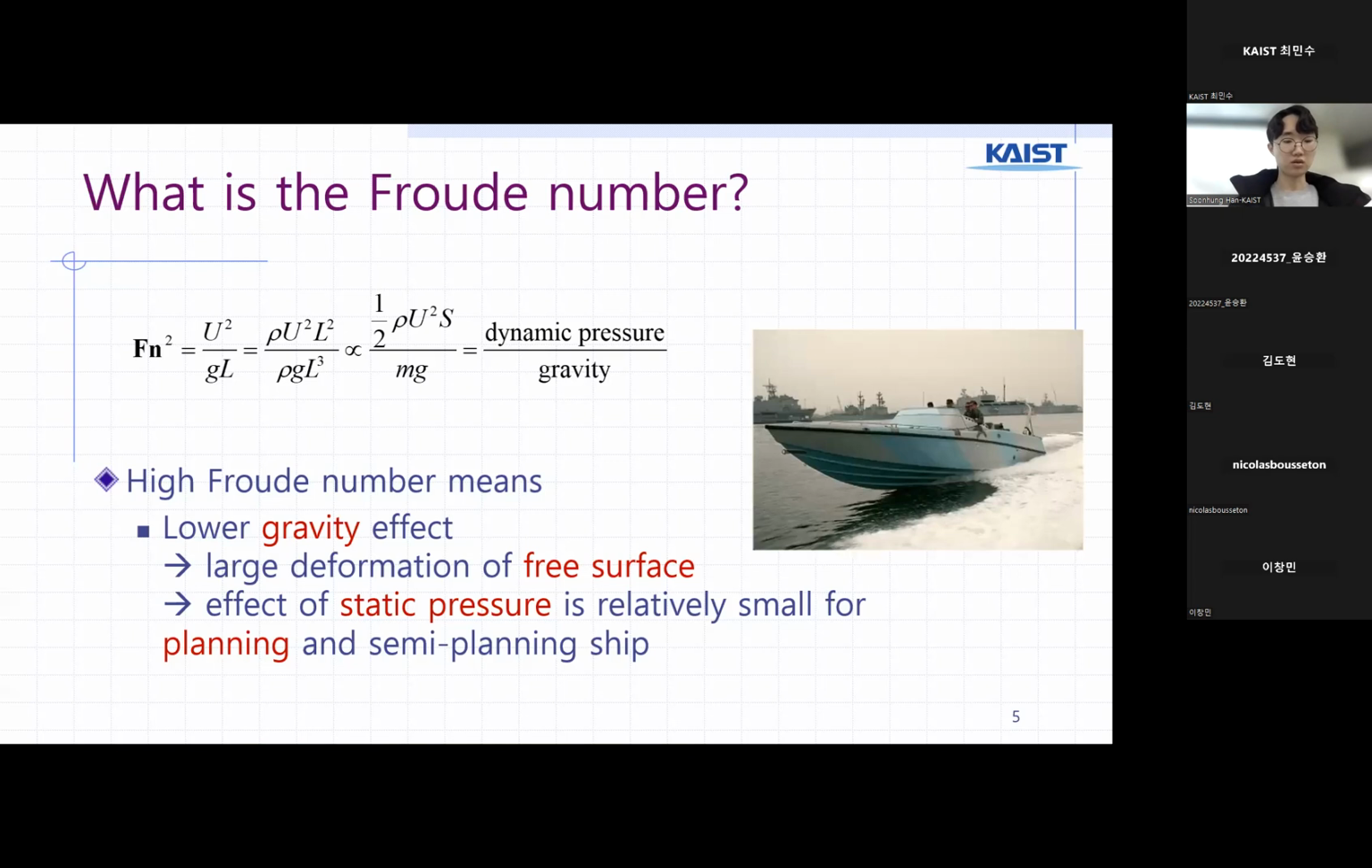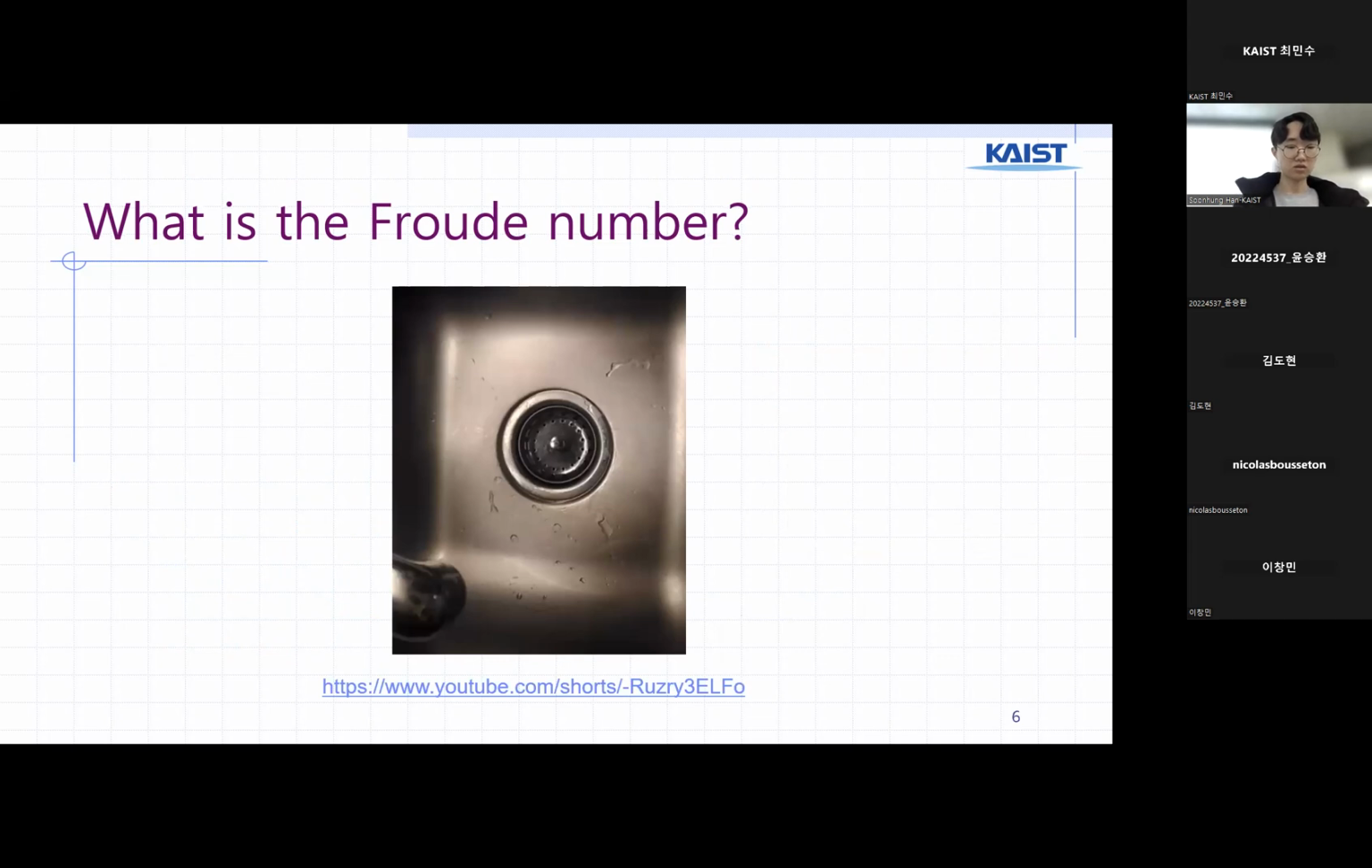Next is Froude number. The Froude number is defined by the following formula, which is a dimensionless quantity representing the ratio of inertia to gravity in fluid flow. It is used when dealing with fluid motion affected by gravity and is employed to assess the hydrodynamic correlation of the flow. A high Froude number implies a reduced influence of gravity, resulting in large deformation of the free surface, where the effect of static pressure becomes relatively small, particularly for planing and semi-planing ships. Through the following video, we'll take a look at a real-life example demonstrating the concept of Froude number.